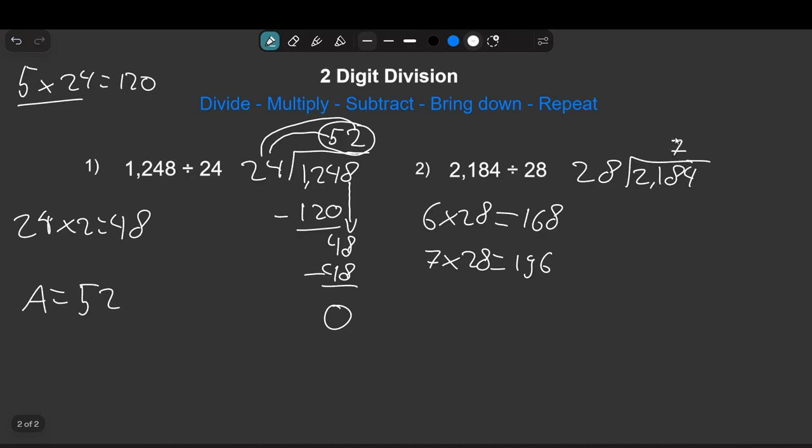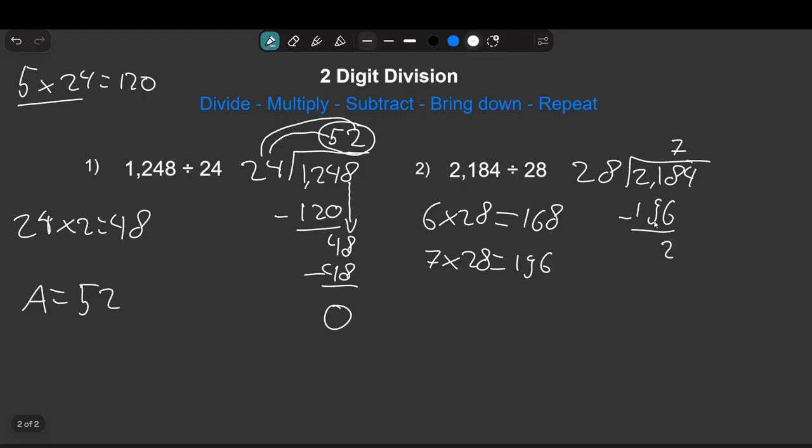So now we have to do 7 times 28. In this example, I'm not going to do the lines over here. So we have 7 times 28. I already wrote it down here. So we know it's 196. So we just write it down here, 196. Now, for the next step, we subtract these two. So 218 minus 196 will be 8 minus 6 equals 2.